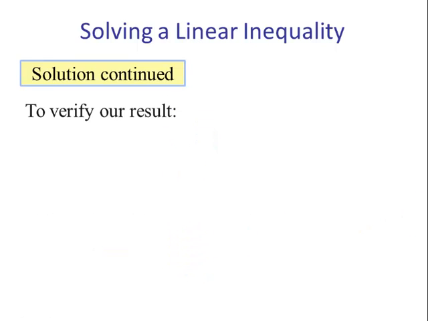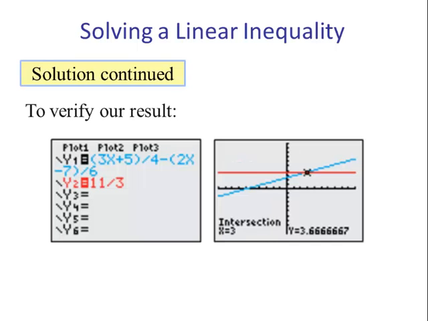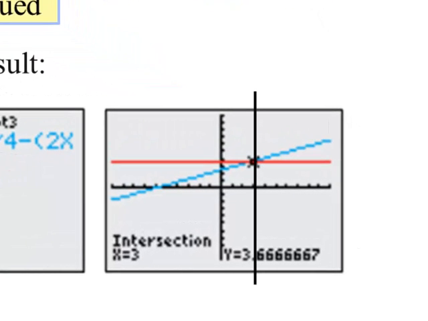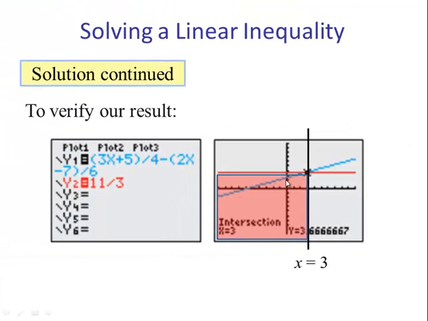To verify our result using the graphing calculator, we can use the graph feature. So what this graph is telling us is when x is equal to 3 is where these two intersect, when they're equal. And in this region, this is when the blue expression is less than the red expression. So that's when x is less than 3. When x is larger than 3, then the blue expression is larger than the red expression. So we have verified our result.